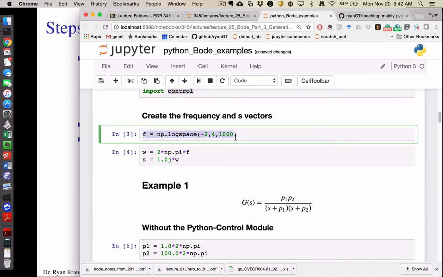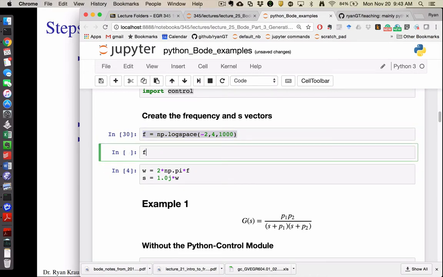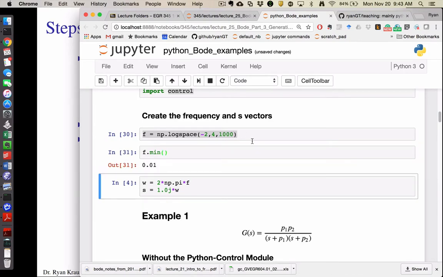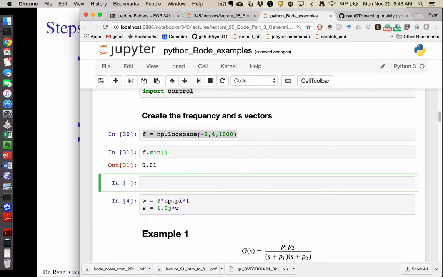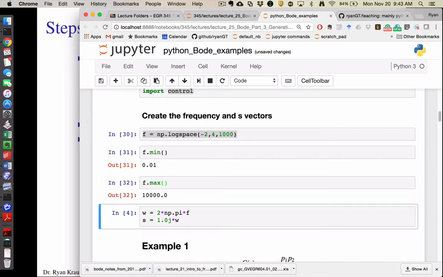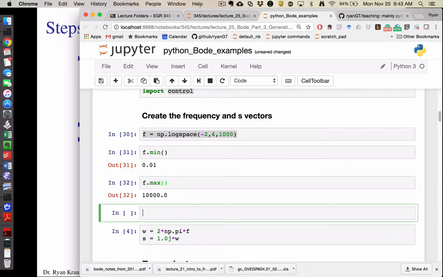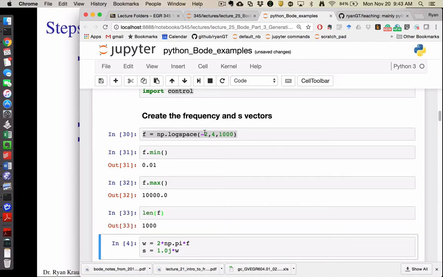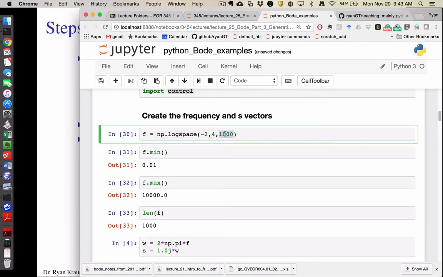As I mentioned, Bode plots are generally done over a wide range of frequencies, and so I'm using the logspace command. What that's going to do for me is create a vector that goes from 10 to the minus 2 to 10 to the positive 4th. And I guess since I've gone to this amount of trouble, I will also show you that the length of that is 1,000. So 10 to this power is the minimum, 10 to this power is the maximum. That is the number of points, and it is equally spaced in a geometric sense.